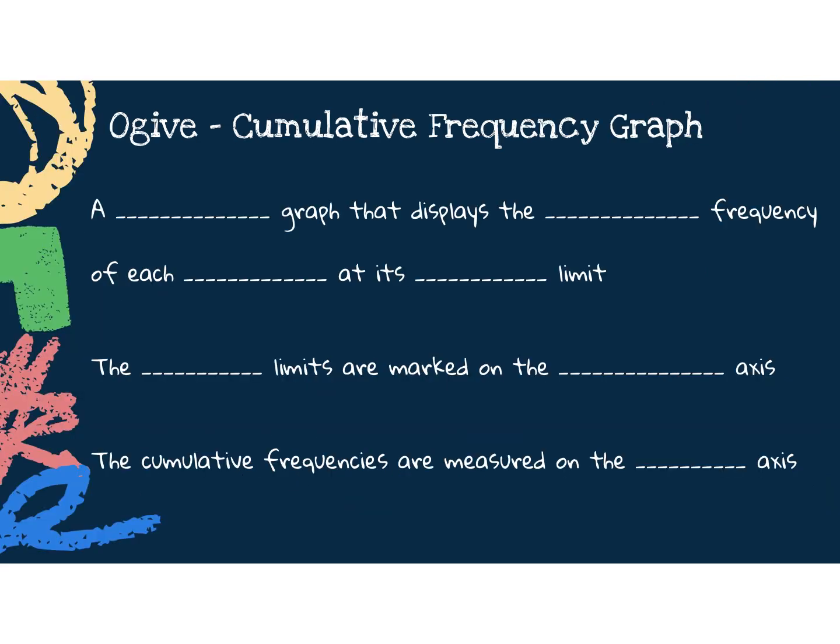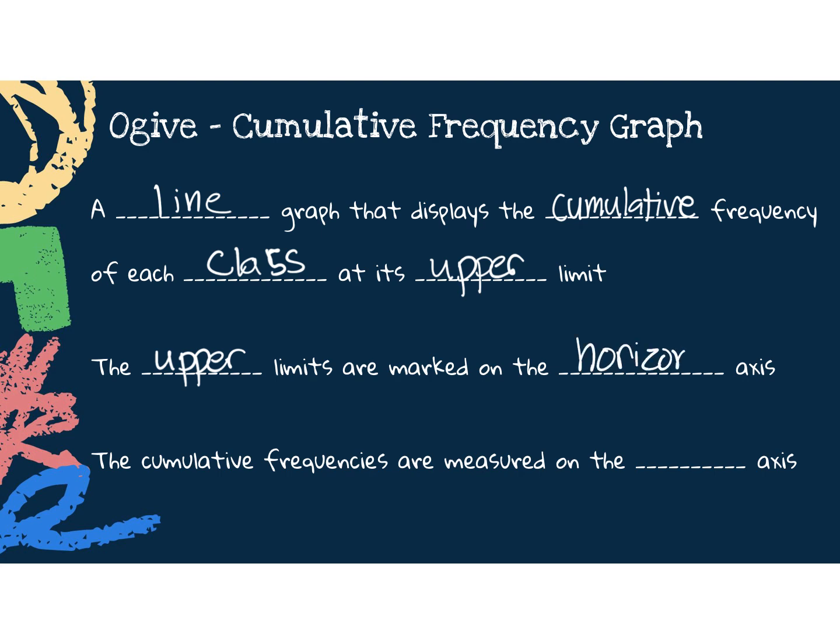Our last graph for frequency tables is called an ogive. An ogive is a cumulative frequency graph. This is a line graph that displays the cumulative frequency of each class at its upper limits. The upper limits are marked on the horizontal axis, and the cumulative frequencies are measured on the vertical axis.